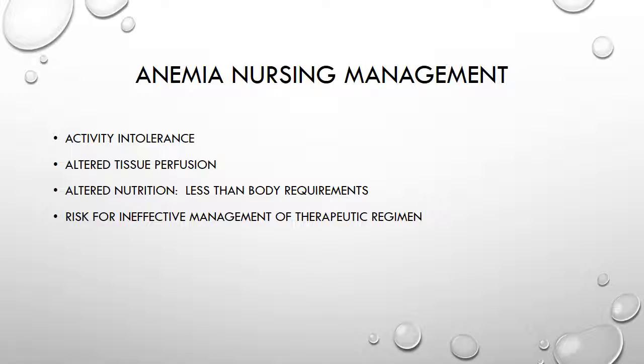Altered nutrition, less than body requirements. They might not be eating the necessary iron that they need, or they might not have the energy to eat. Risk for ineffective management of therapeutic regimen. Patients who are given iron: iron can be very upsetting as a prescription to the stomach. It's very difficult on the GI tract. A lot of times our patients won't always take those medications. So are we having difficulty with them actually following through with what has been ordered?